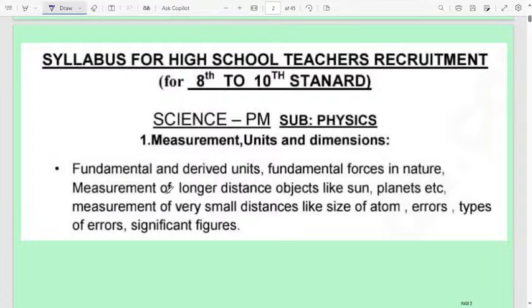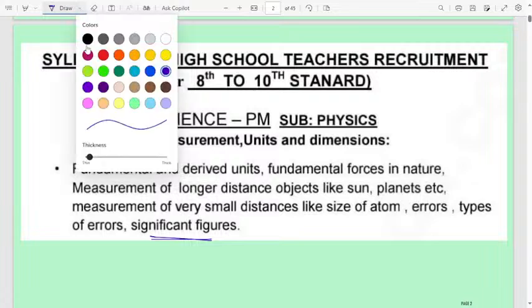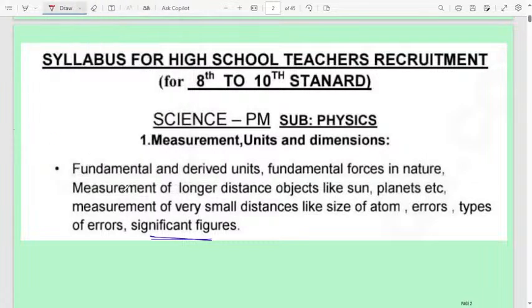And also in this class, I am going to discuss the topic significant figures, and I will also discuss MCQ questions based on these subtopics. But before we discuss the MCQ questions, please watch the recorded class. It will be helpful for you when we discuss the MCQ questions.